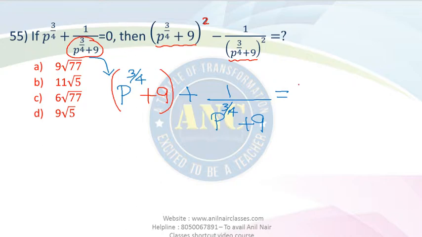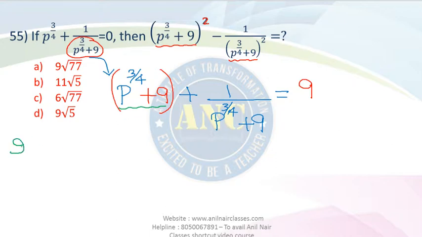Right hand side earlier was 0, 0 plus 9 is 9. That means instead of you getting confused, what is this here? Power is 3 by 4, all those things are a little complicated. Don't get confused, sir. Just call this p power 3 by 4 plus 9 as some variable x. Just call it as x.